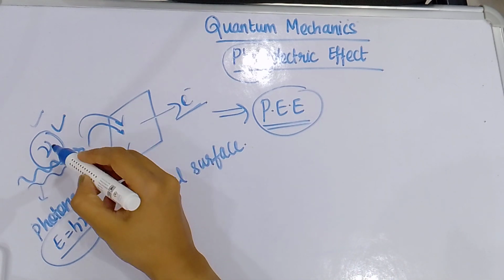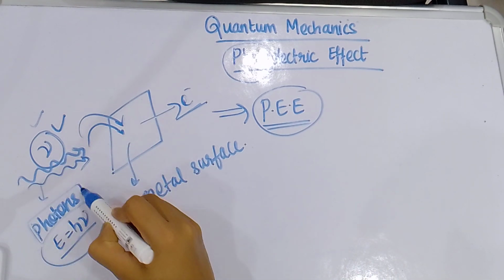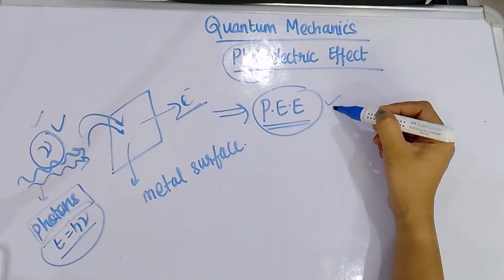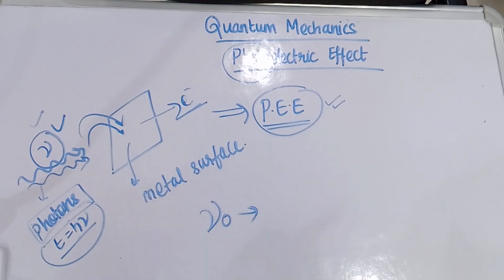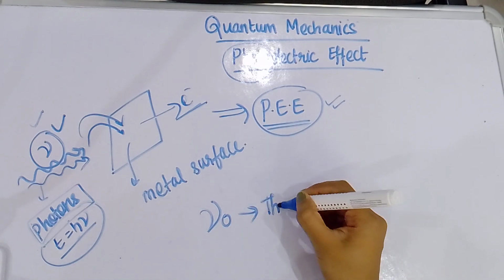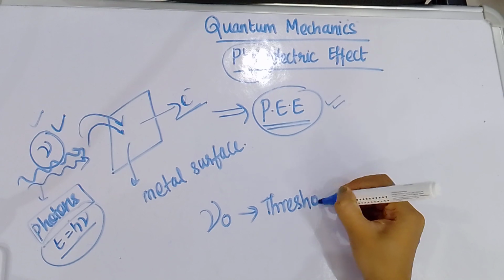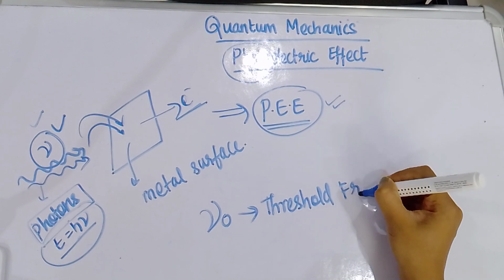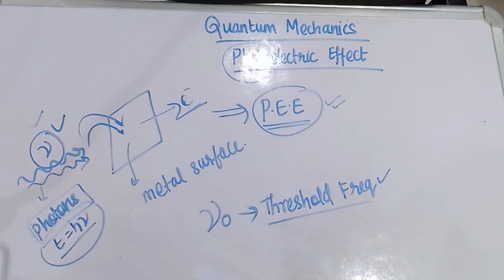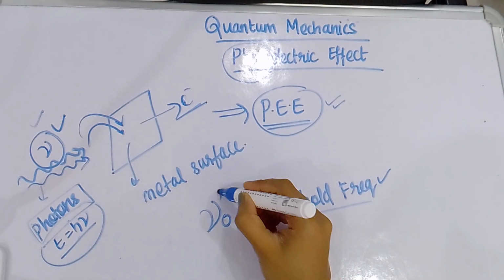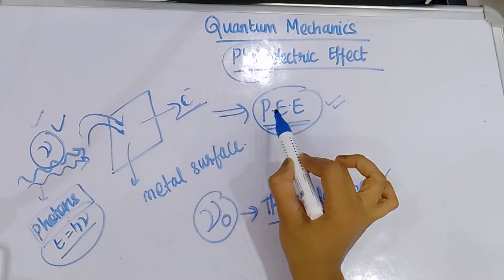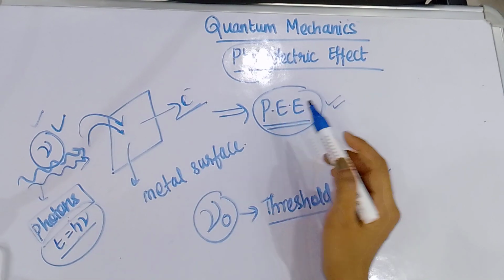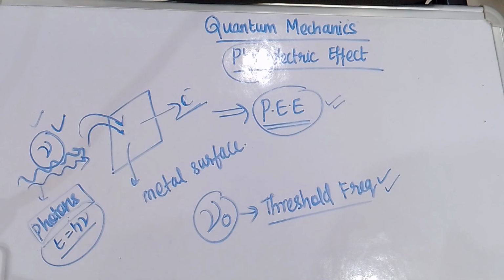So the minimum value of frequency of the photons at which the photoelectric effect takes place is known as nu naught. What is nu naught? It is the threshold frequency, right? So what is threshold frequency? It is the minimum value of frequency of photons at which we can see the photoelectric effect. That is known as threshold frequency. Alright.